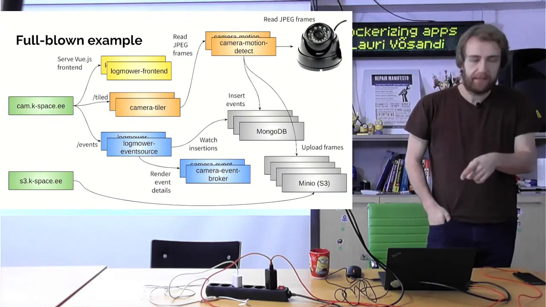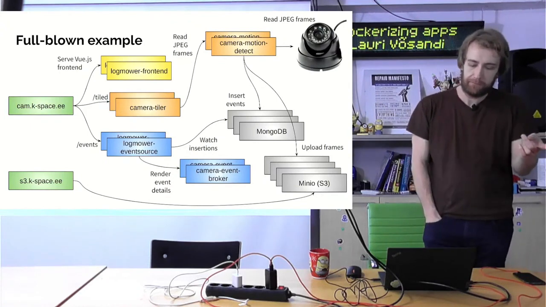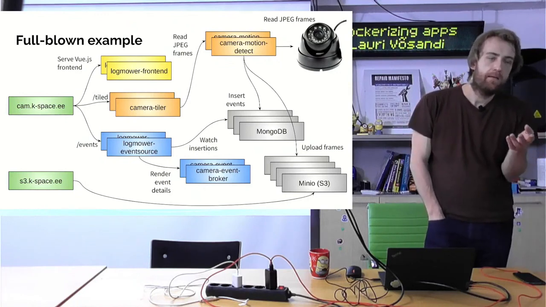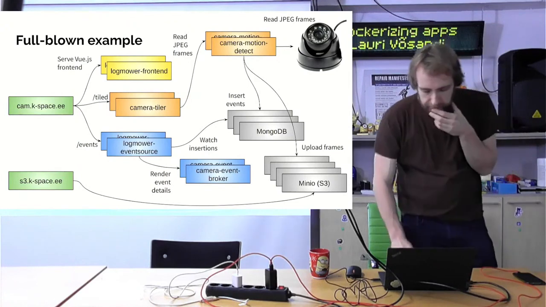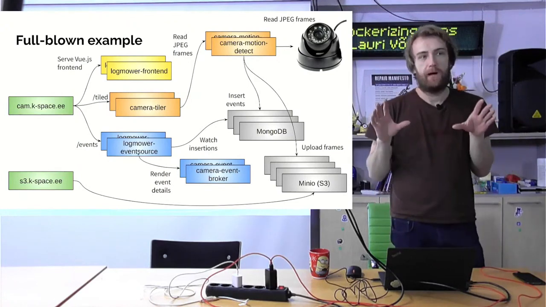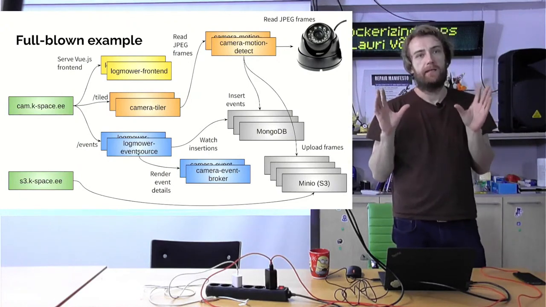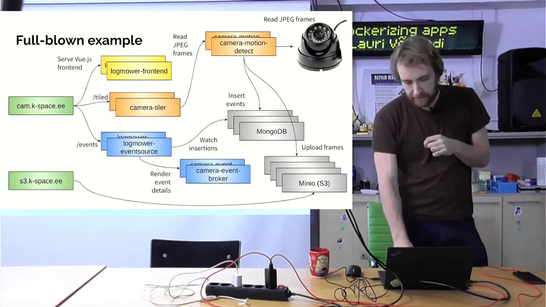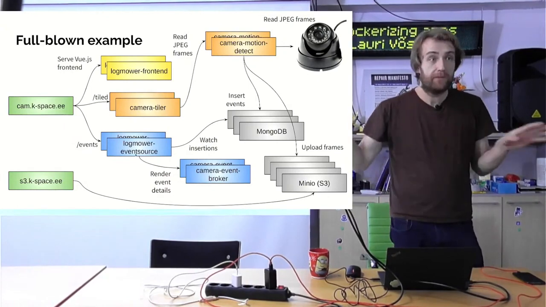And this hooks back to what I was talking about previously: how do you implement plugins in a microservice world? Obviously it would be a bad idea to write very application-specific components. So this log mower event source, we use it elsewhere as well.